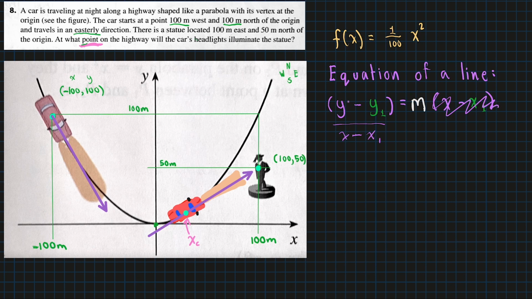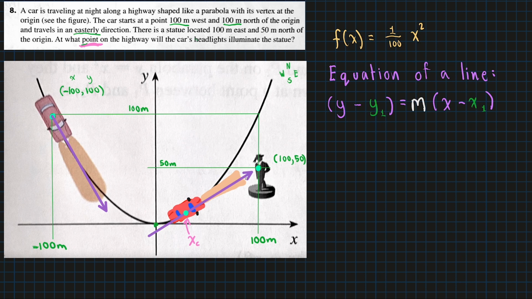Because then what that gives you is the definition of slope, change in y over change in x, right? Because this is also an xy coordinate on our line. And then you just multiply both sides by x minus x1. So what do we need to find? We need to find our m here, which is the slope of this line.